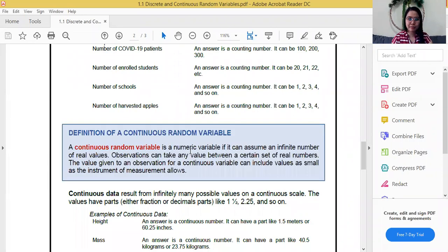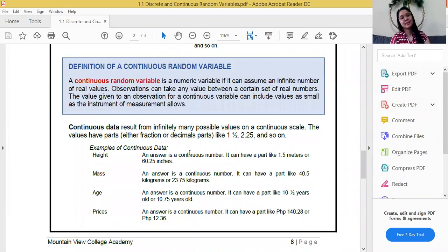But if we say height, your answer could have a fraction, right? 60.25 inches. That is a continuous random variable. Or we say mass. How heavy are you? The answer might be 23.775 kilograms or 23 and 3/4. There's a fraction part. So it's a continuous random variable.